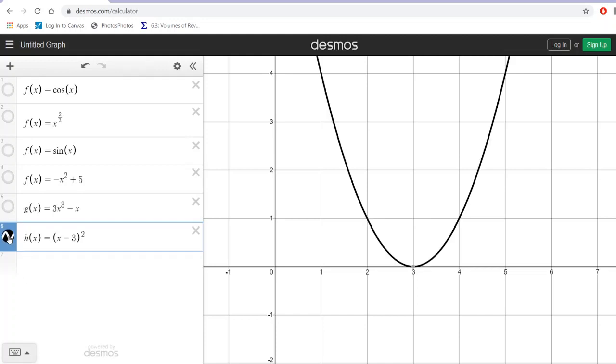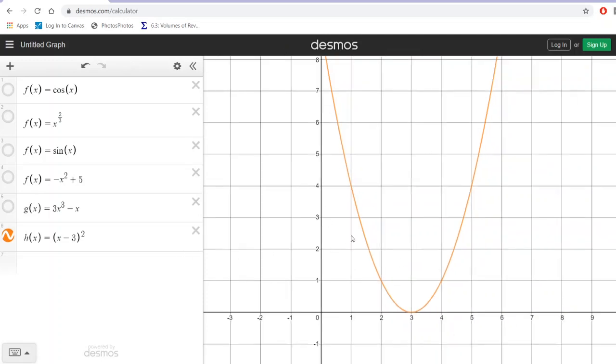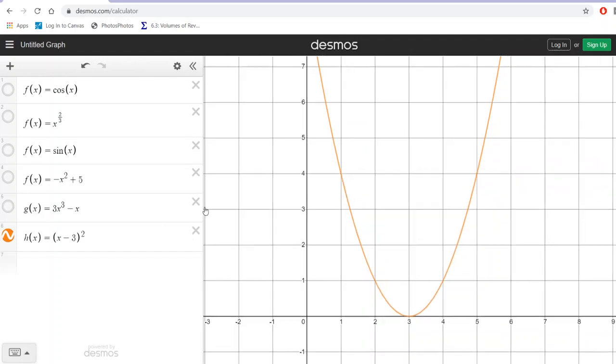In order for it to be an even function, it would need to be symmetric about the y-axis, and it's not. It is symmetric about the line x is equal to 3. But it's not symmetric about the y-axis. We don't see the same shape happening on both sides of the y-axis. And so this is a function that is neither even nor odd.